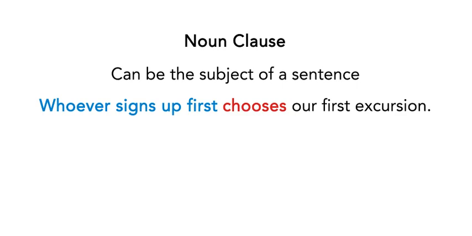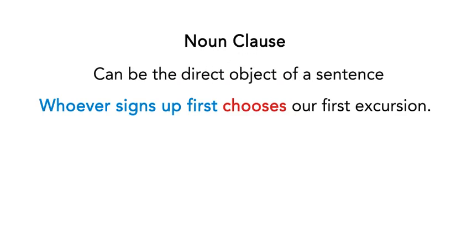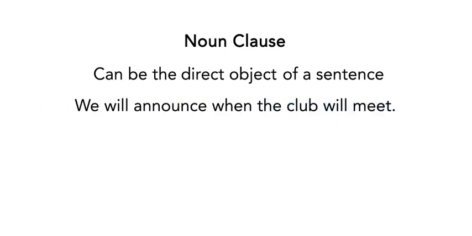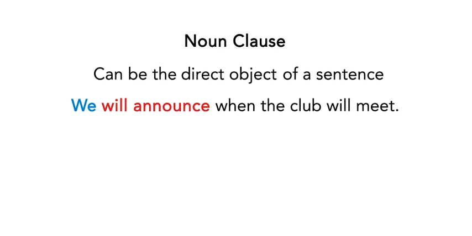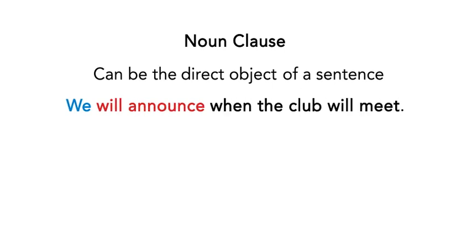However, a noun clause can also be the direct object in a sentence. In the sentence, we will announce when the club will meet, we is the subject and will announce is the verb. What will we announce? When the club will meet. In this sentence, the noun clause, when the club will meet, is the direct object because it tells us what we will announce.